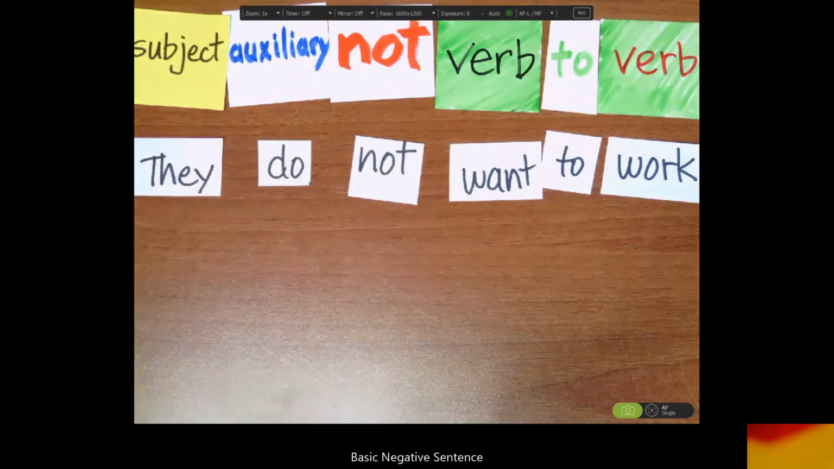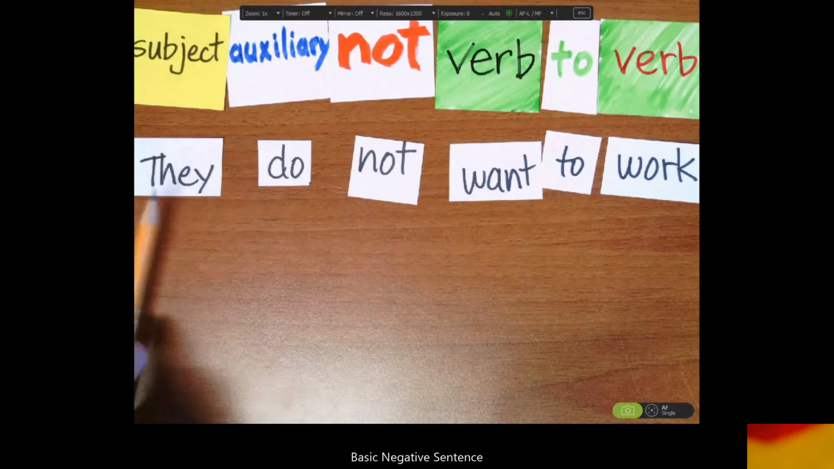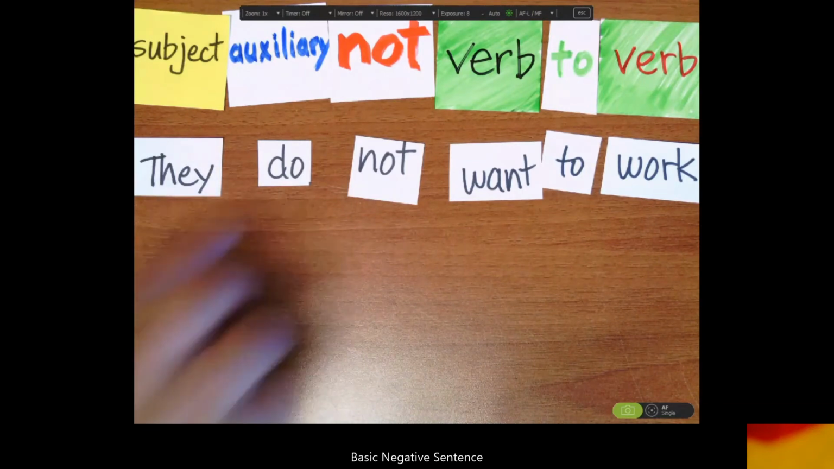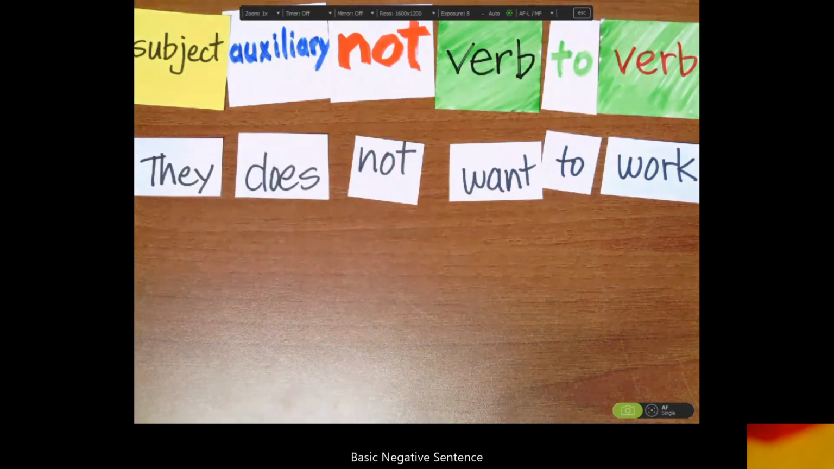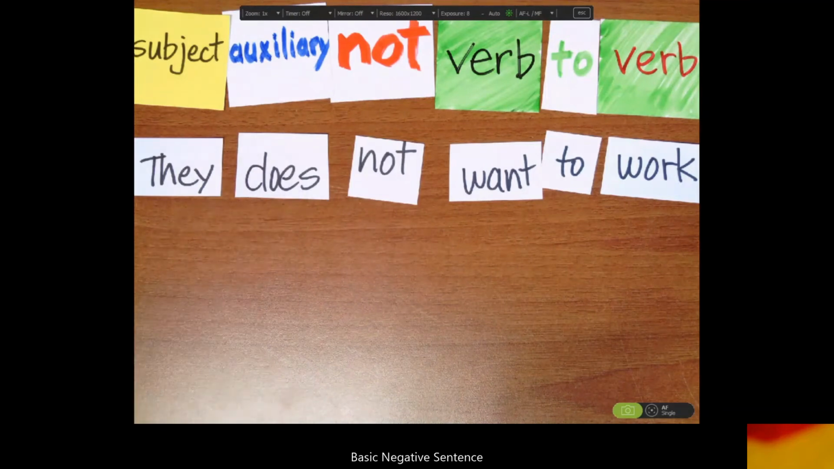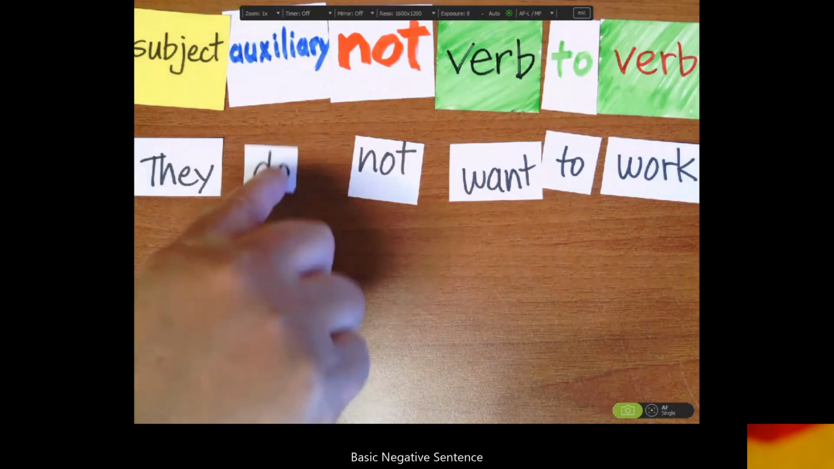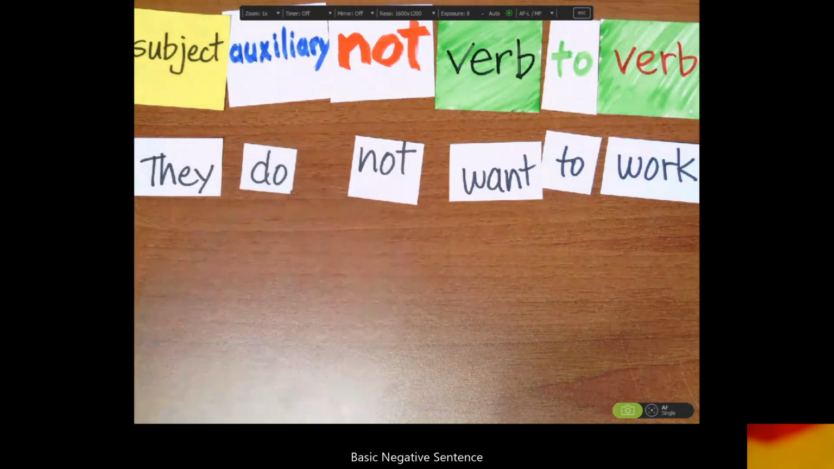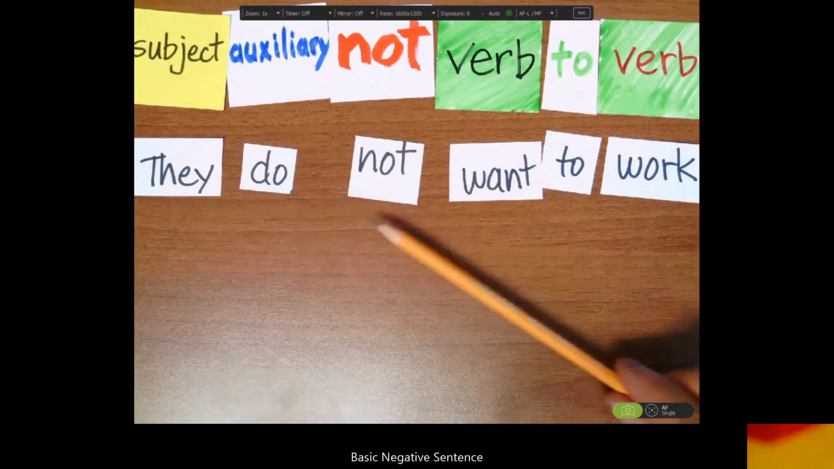Now it's really important that the auxiliary conjugates with the subject. For example, this would not make sense. They does not want to work, because does only goes with he, she, or it. They is not a he, she, or it. So again, make sure that the auxiliary conjugates correctly with the subject. And now this is a perfect sentence. That's negative. They do not want to work.